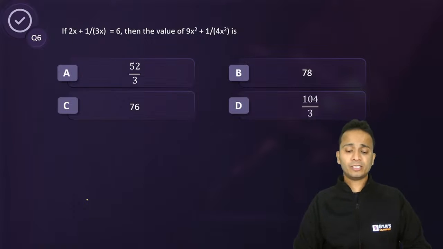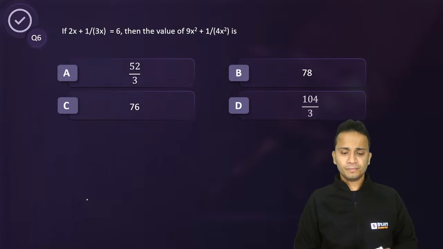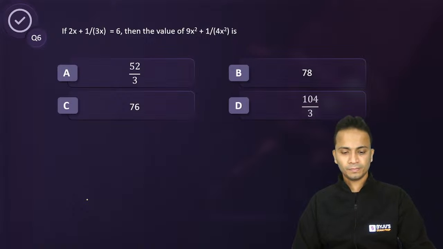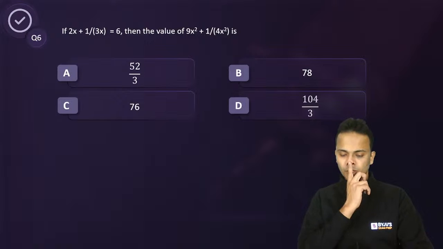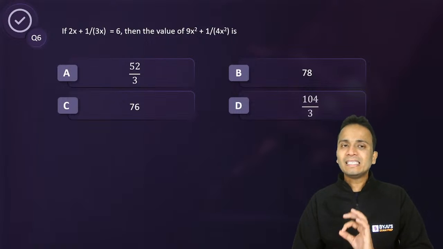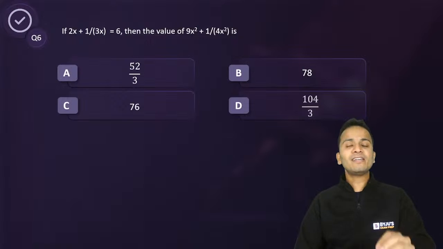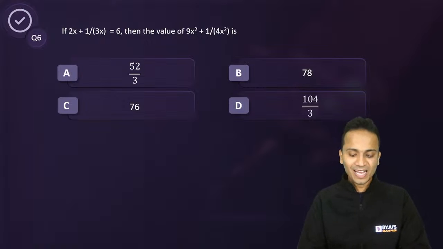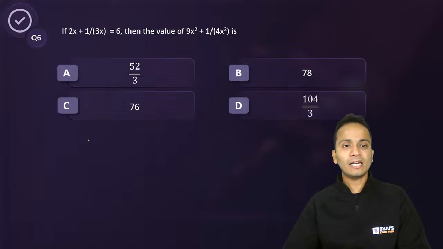All right, the fastest to give an answer. Good. Now this is slightly tricky, not difficult. If I tell you the first step, you'll be amazed and surprised how easy this question is. Okay, I'll clear that. So it is 2x plus 1 upon 3x.